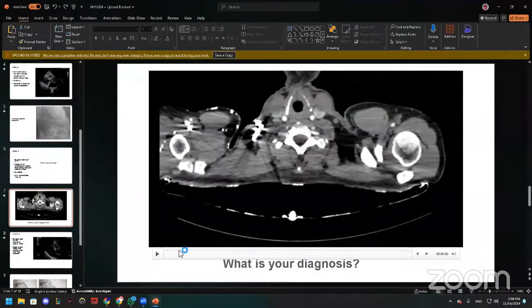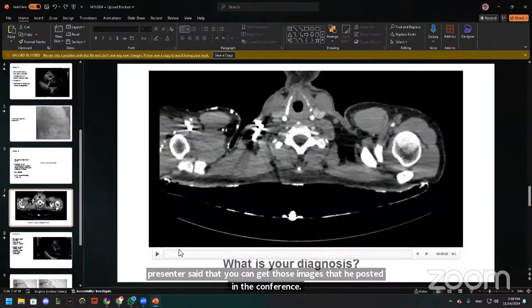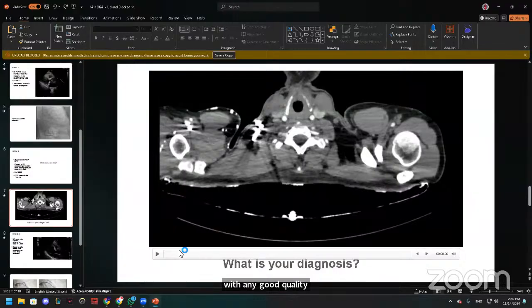So just like I said earlier, CT scan has been progressing very fast in the last few years, and you'll be seeing something amazing with the next generation. By the way, the presenter said that you can get those images that he posted in the conference with any good quality CT scan that most of the hospitals have at this time. All you have to do is just add the new software to that. So that's something interesting. Thank you. Thank you, doctor.